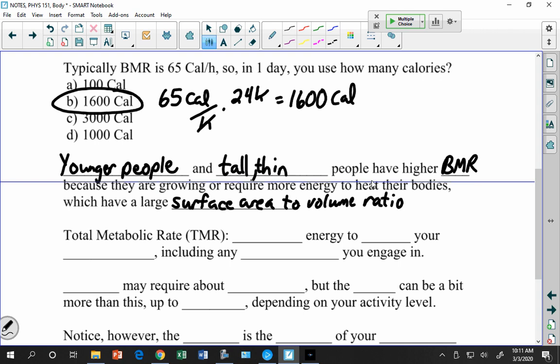And those people can eat pretty much anything they want, right? I'm sure you probably know people like that. But normal people aren't really that way.